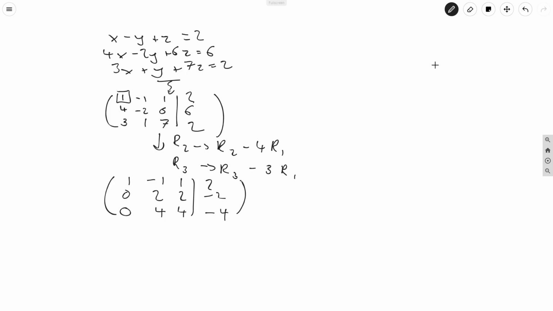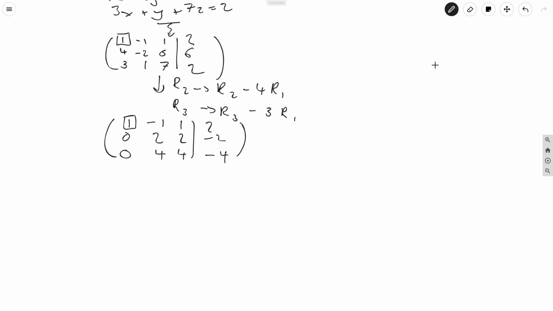In our last video, something went wrong because we ended up with a row of zeros at the bottom equal to a non-zero number. However, let's see what happens here. Let's continue with the algorithm just to make sure we know what's going on. We're going to use everything inside this pivot box to turn everything below it into zeros. We get 1, minus 1, 1, 2; 0, 2, 2, minus 2. Basically, we're not going to change anything in the first 2 rows, so I just said I'd write all this out.